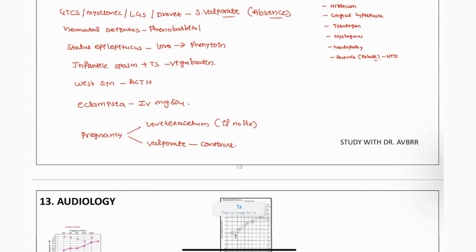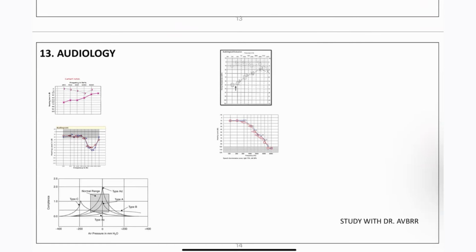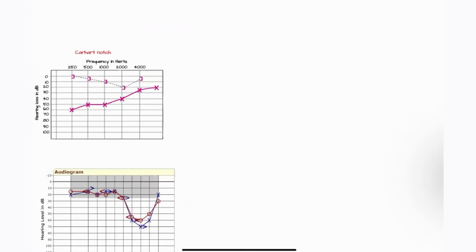Next, moving on to audiology. In audiology, you have to take note of the Carhart notch. Where are you going to see the Carhart notch, guys? Basically, it is at 2000 hertz. If you see the Carhart notch at 2000 hertz, this is seen in patients with otosclerosis. If you see the 4000 hertz dip, this is seen in noise induced hearing loss.